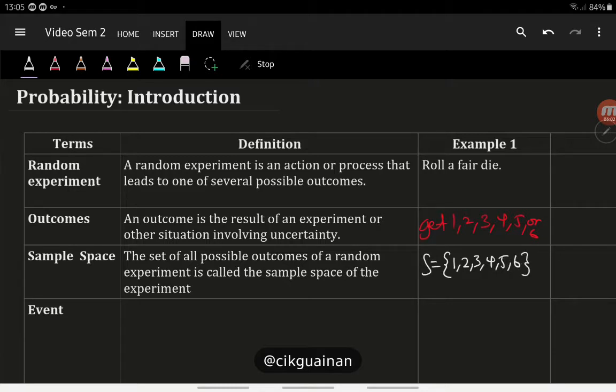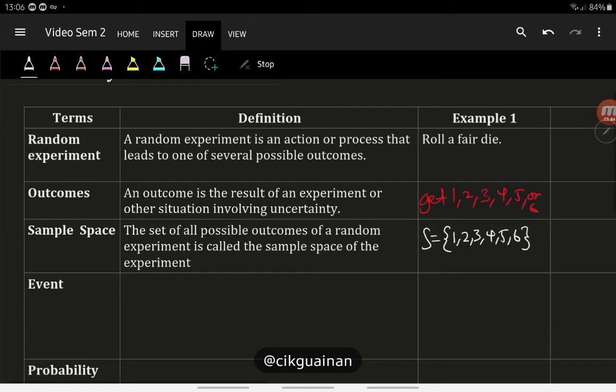For example, if we have an experiment whereby there is no outcome at all, the sample space should be written like this, or we use this symbol. These two mean an empty set. We cannot put 0 inside the empty set. If you put 0, it means that the outcome is 0, but it's not. We are not getting the number 0 if an experiment doesn't have any outcome.